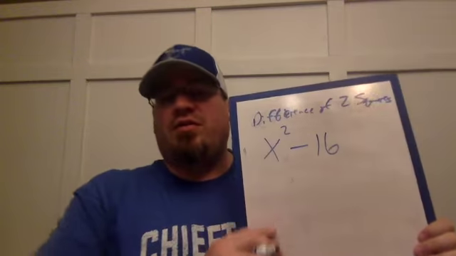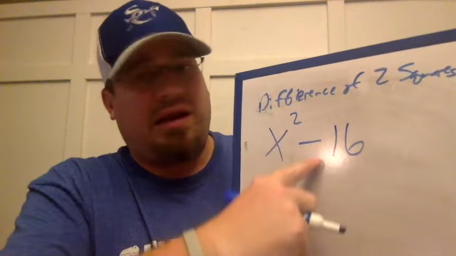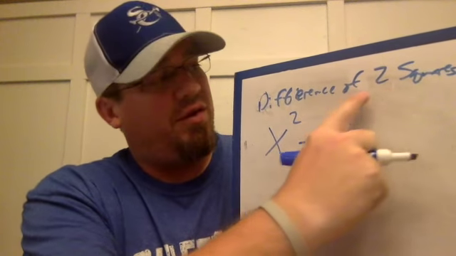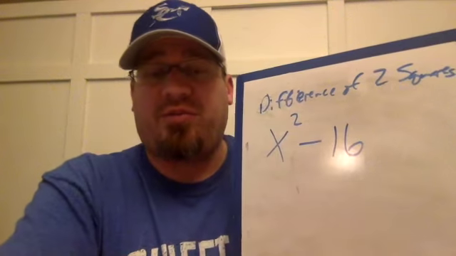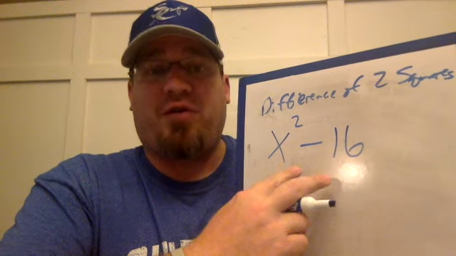Now, the first case that we're going to talk about today is called the difference of two squares. The reason that it's known as the difference of two squares is because it's always the difference, meaning subtraction. There's two terms instead of three terms like we had last time, and both of the values are perfect squares.